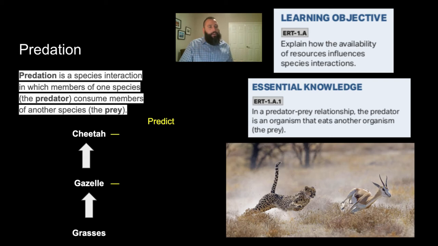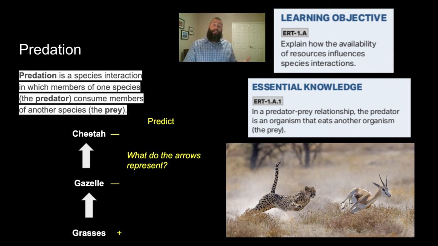But going the other direction too, think about the species interaction between the gazelle and the grasses. If we have a decrease in the predator, in this case the gazelle, there's going to be more opportunity then for the grasses to grow without being eaten. So we'll have an increase of the grass population. Make sure that you understand what the arrows represent. The arrows in a food chain and a food web represent the transfer of energy.